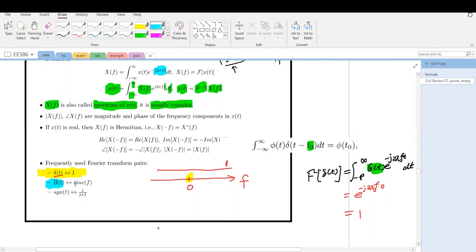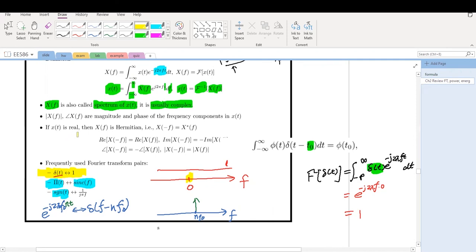Another typical Fourier transform pair is pi(t), a rectangular pulse in time, corresponding to the sinc function in the frequency domain. The other one is sgn(t), the sign function; the frequency domain is 1 over j pi f. Another Fourier transform pair is the complex exponential e to the power j 2 pi f naught t. In the frequency domain, that's an impulse, delta(f minus n f naught). Here n is known, f naught is known. In the frequency domain, that's a delta function.